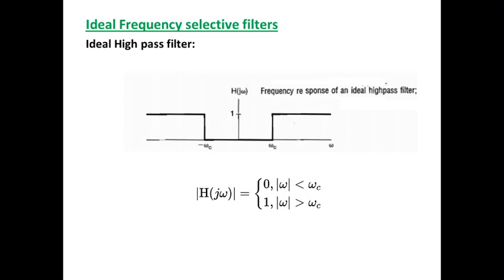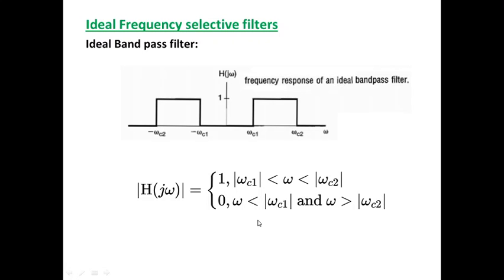Similarly, an ideal high pass filter passes only signals where the frequency is greater than omega c, and on the negative side, it is less than minus omega c. H(j omega) is modeled conveniently by means of this equation. Similarly, a band pass filter allows only a specific range of frequencies. Here it allows only from omega c1 to omega c2, and from minus omega c2 to minus omega c1. The response is equal to 1 only in these pass bands, otherwise the response is equal to 0.